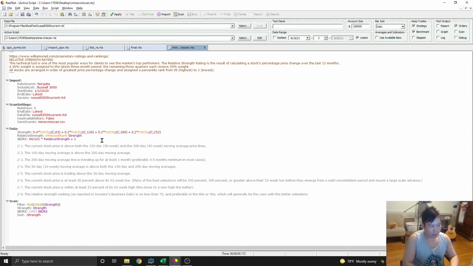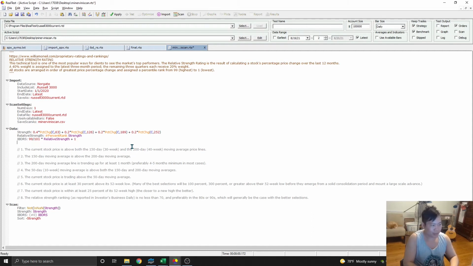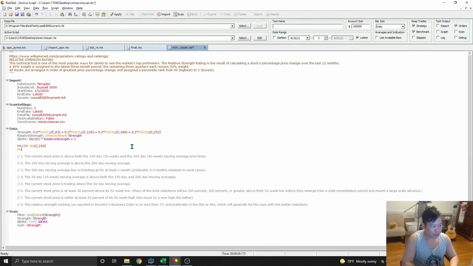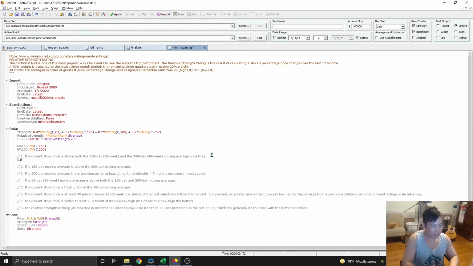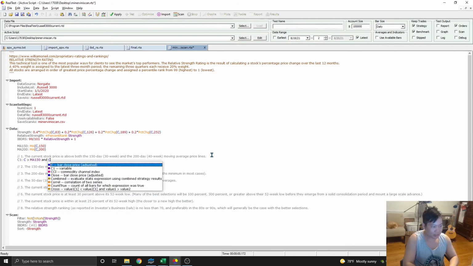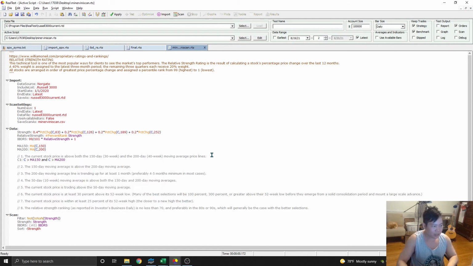Okay, so let's break these long-term moving averages into their own data variables. And what this does is RealTest will cache these, or calculate them faster in one pass, as opposed to recalculating them. All right, so MA150, moving average 150, and we also need the MA200. Okay, so now our first condition is the current stock price is above both the MA150 and the MA200. The 150-day moving average is above the 200-day.